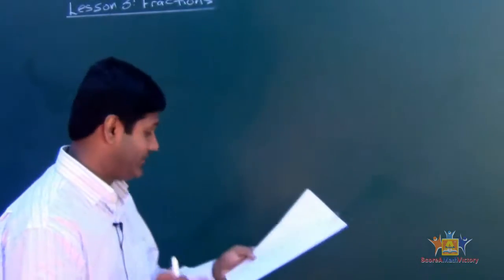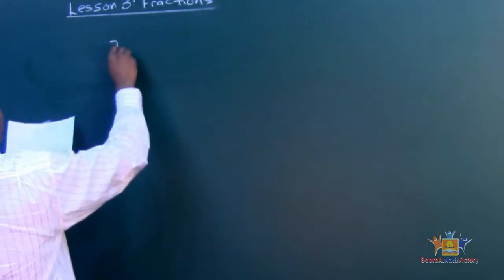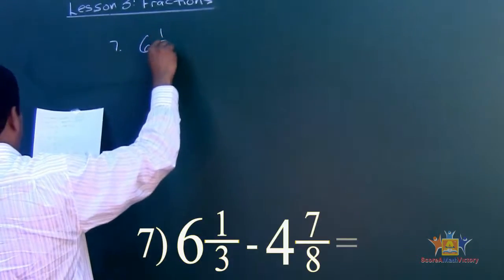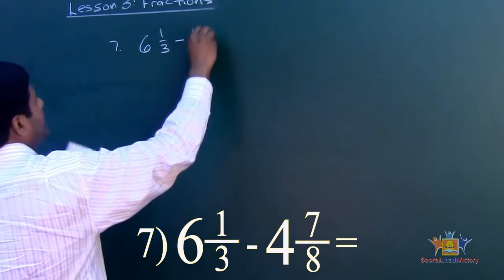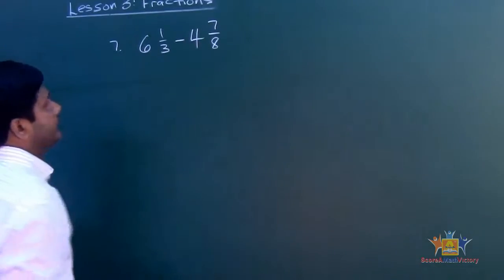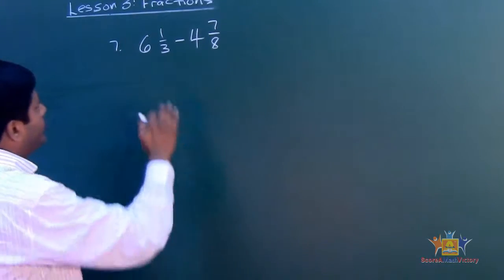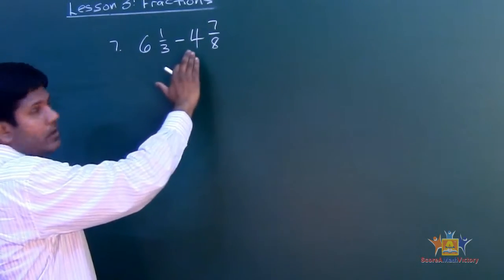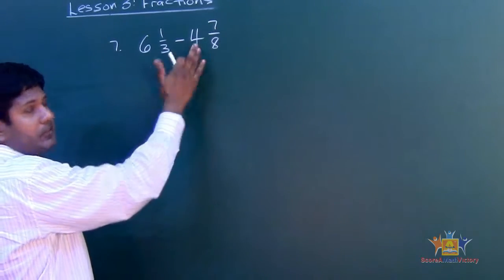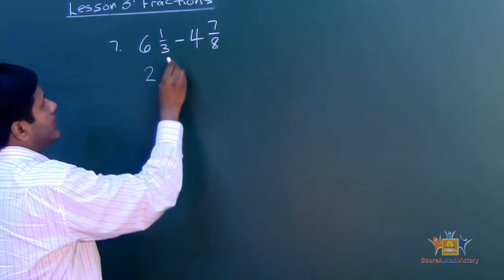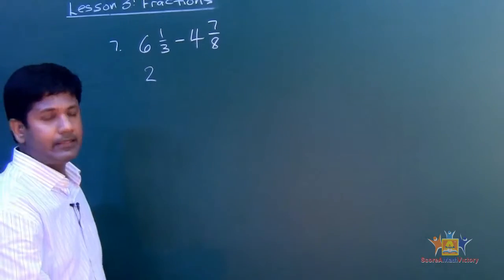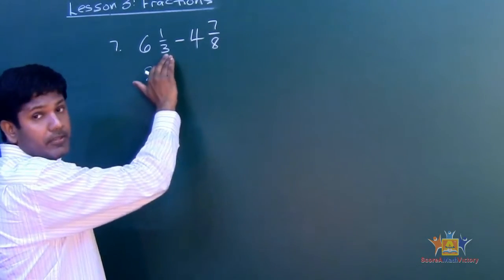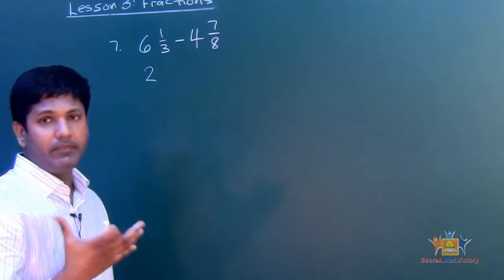Alright, problem number 7, okay? Problem number 7, we got 6 and 1 over 3 minus 4 and 7 over 8. Alright, so look at that. You got a whole number and a whole number. Let's subtract that. 6 minus 4 is 2. Now you got a fraction with a denominator 3 and a denominator 8, and we cannot subtract that.